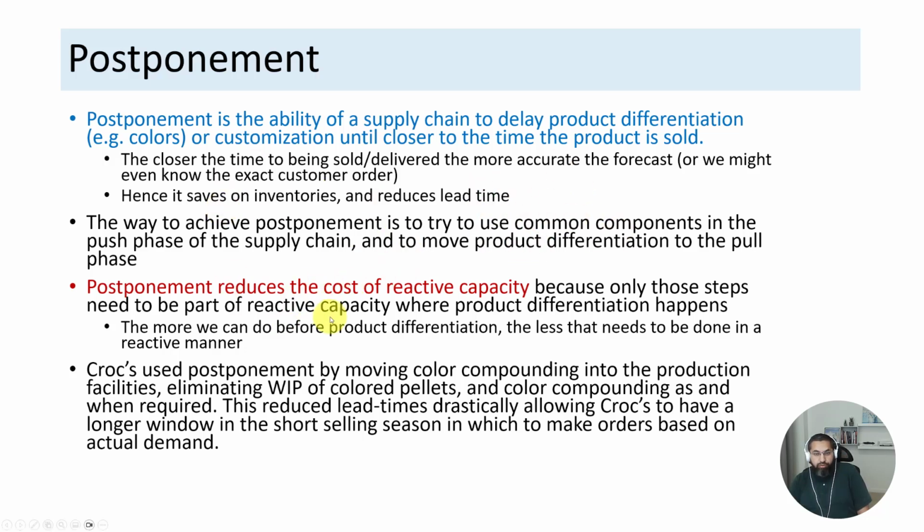Common components help you with postponement. Postponement reduces the cost of reactive capacity because only those steps need to be part of reactive capacity where the product differentiation occurs. Crocs is a company that used postponement very effectively to reduce lead times of production. Okay. They used to have colored pellets with many different colors.